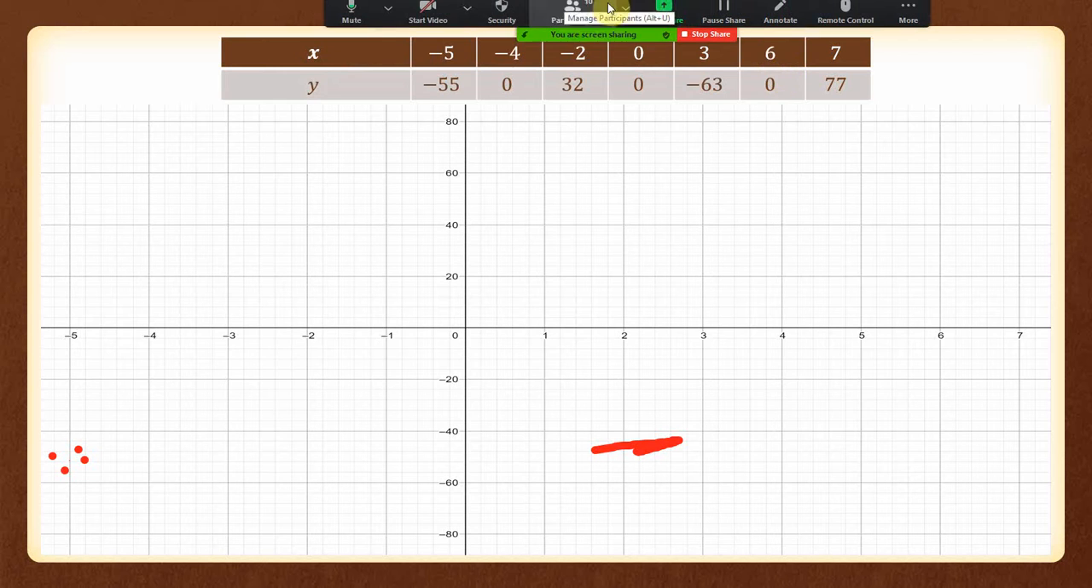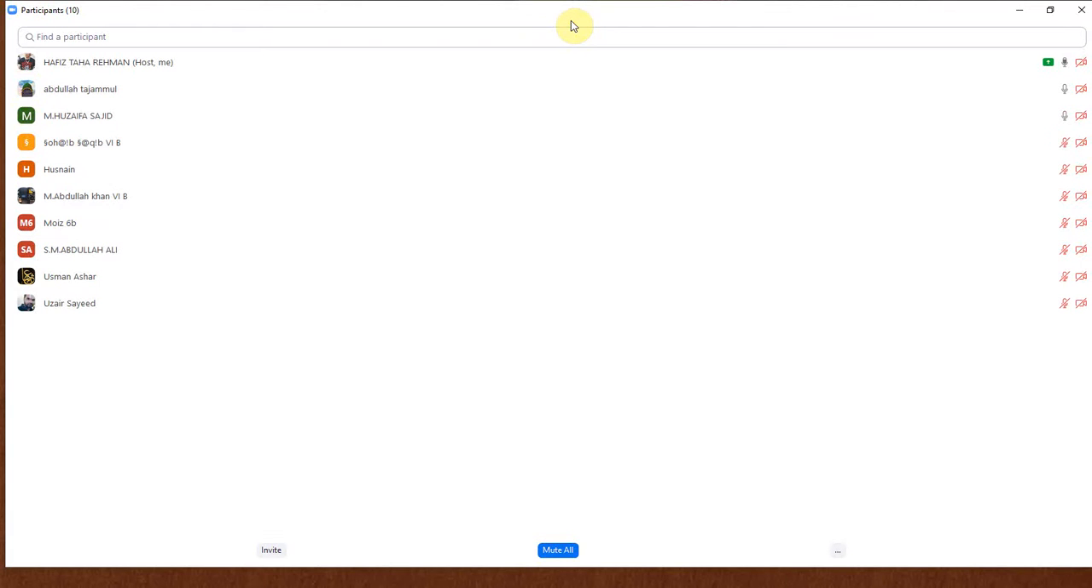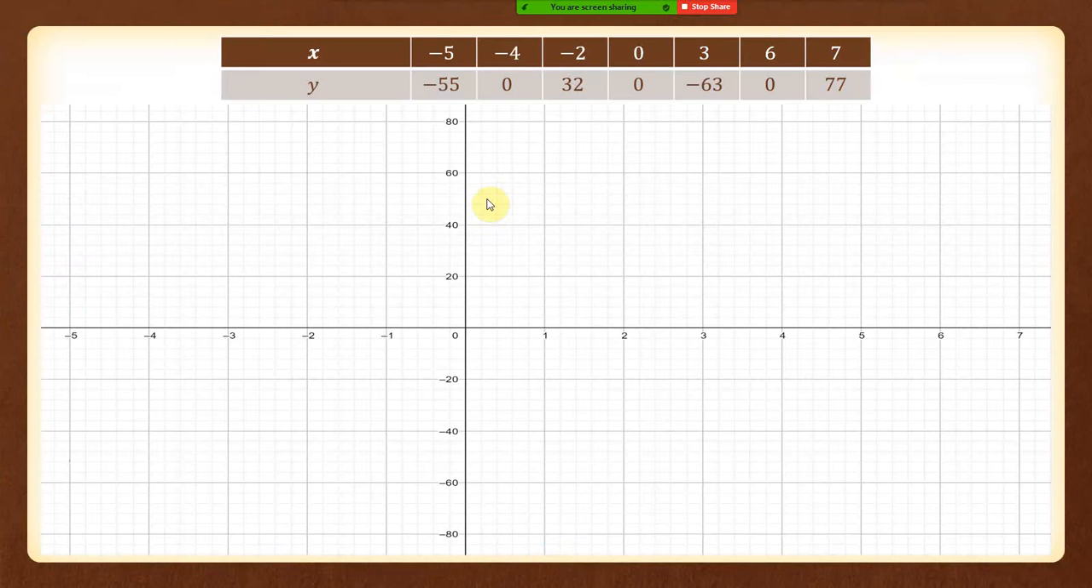Suhaib Saqib, you have to mute yourself because now I'm going to ask Huzaifa Sajid to mark the next problem. Huzaifa Sajid, you are the next one. Abdullah Tajawal, you have to mute yourself. Huzaifa Sajid, now you have minus 4, 0 to plot on the graph. It is your turn to plot the value on the graph, and your values are minus 4 and 0. Hurry up, Huzaifa Sajid, we don't have so much time.